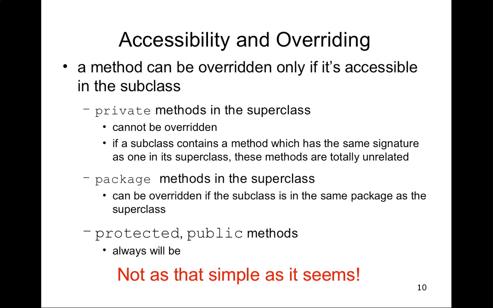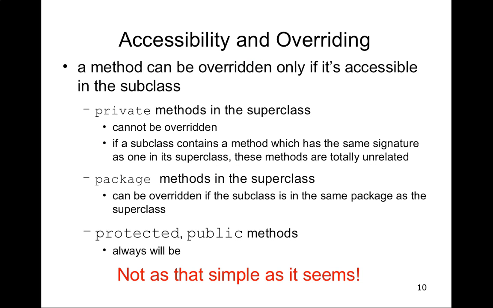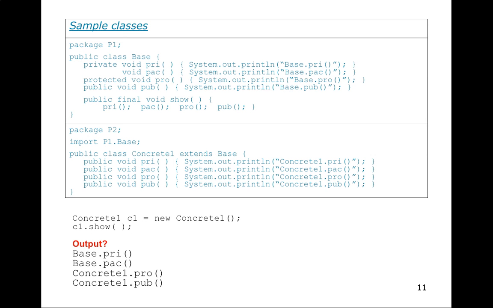And we have protected. Protected public methods always will be protected and public. Not as simple as it seems. That is a typo. So protected is interesting. Protected makes it inheritable. So it's public to inherited classes, but it's private to outside classes that are not inherited.